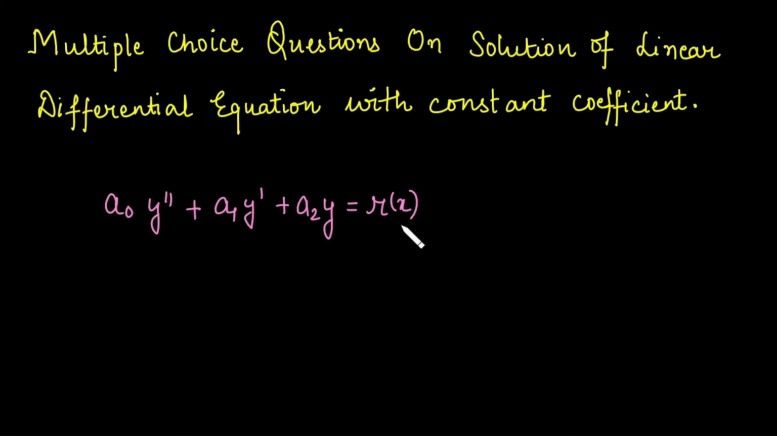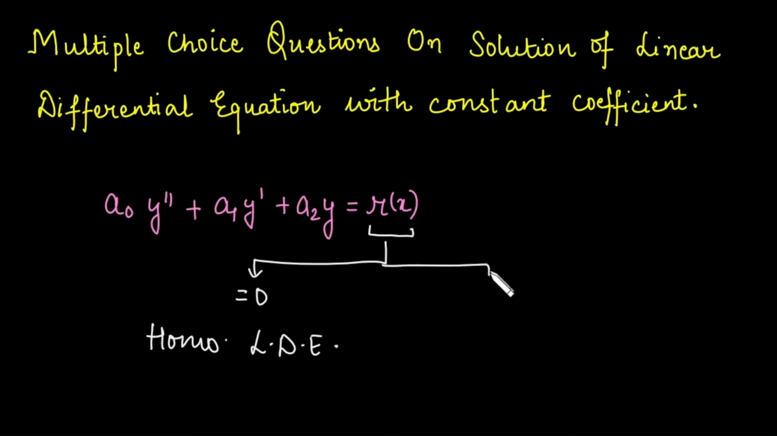So first we will observe the right hand side function. If the right hand side function is 0, we will call it a homogeneous linear differential equation with constant coefficient, and if it is not equal to 0, then we will call it a non-homogeneous linear differential equation.